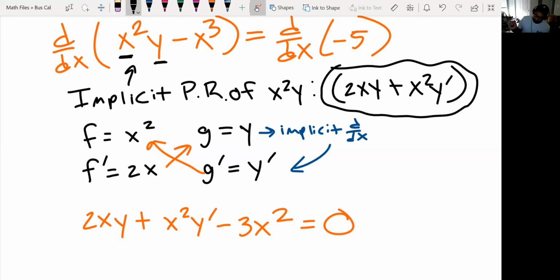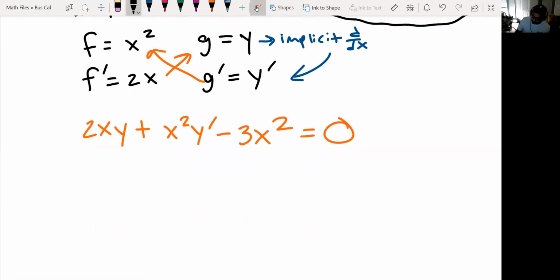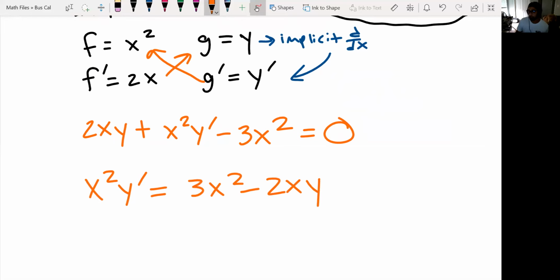Excellent. Just making sure we're all good. Now we solve for y prime, and I want y prime by itself. So this means I'm moving over the 3x squared and the 2xy. They're both getting moved to the right side. So x squared y prime is going to be equal to 3x squared minus 2xy.